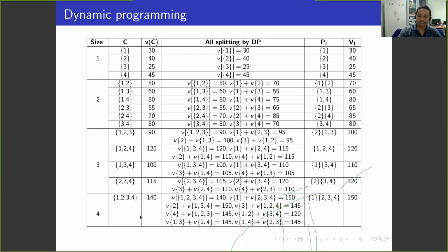Now, if it's a 4-size coalition, 1, 2, 3, 4, this is given. Now we have to find out whether 1, 2, 3, 4 will be working together or they will be forming some kind of splitting. So 1, 2, 3, 4 is 140, it is given. The other option can be V1 works separately and V2, V3, V4; V2 works separately, V1, V3, V4; V3 works separately like this way.